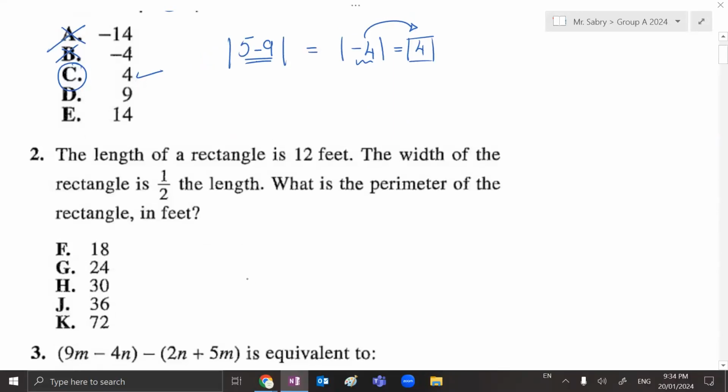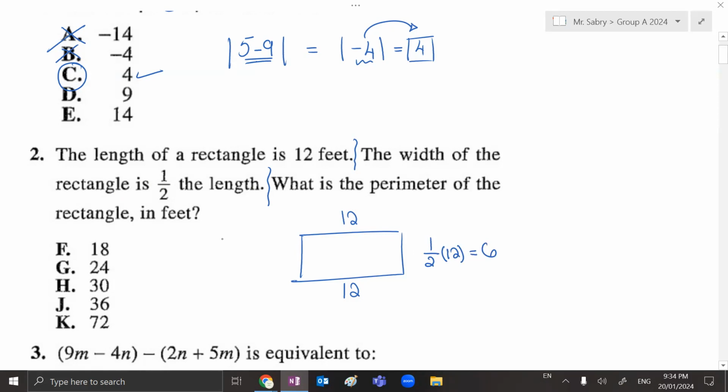The second one: the length of a rectangle is 12 feet. So when I see this, I always stop at the full stops, and I make a small draft so I can visualize more. I put the length as 12, which means that the other one is 12 as well. The width of the rectangle is half the length. I'll stop here now. Half the length, so half times the 12, which means that this one is 6.